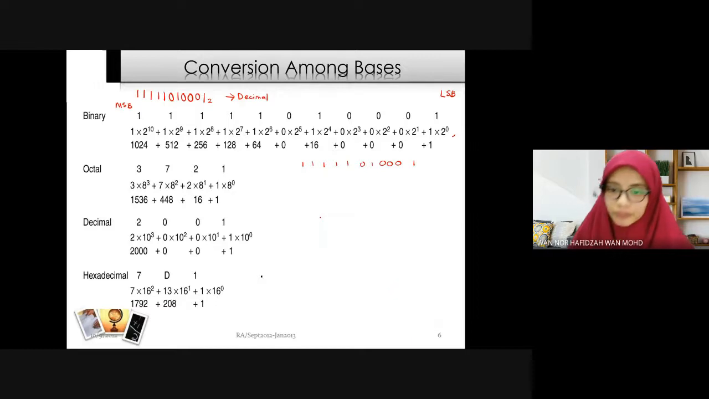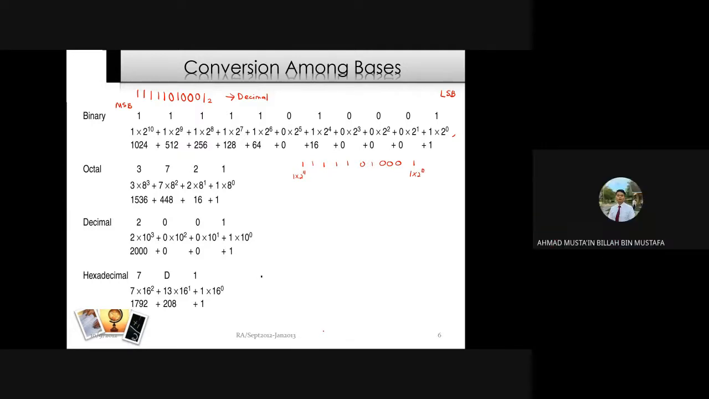You tend to start with 1 times 2 power of 11. Okay, and then we continue with this. You will get here 1 times 2 power of 1. Correct or wrong? Wrong. That's why please start with LSB. So when you start with LSB, you will remember, oh, I must start from 0. So 1 times 2 power of 0. Okay, can you understand?